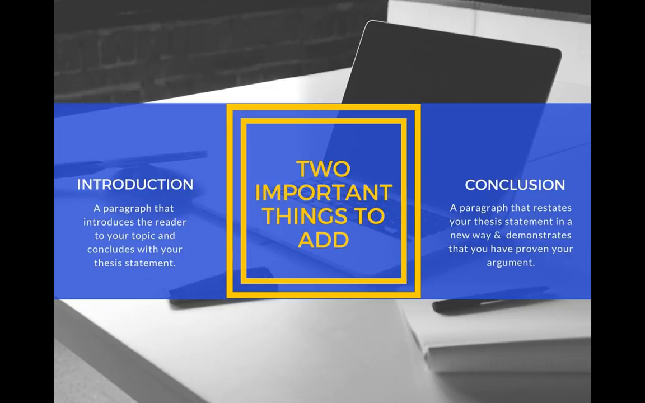For your conclusion, it should be a paragraph that restates your thesis statement in a new way and demonstrates that you have proven your argument. You may want to repoint out some of the evidence that you've presented throughout your paper. An important thing about the conclusion is that you don't want to include new information for your reader within the conclusion. Remember, this is really the point of your paper that brings it home and is a final nail to help show your readers how everything that you have presented is connected to one another and that it proves your thesis.